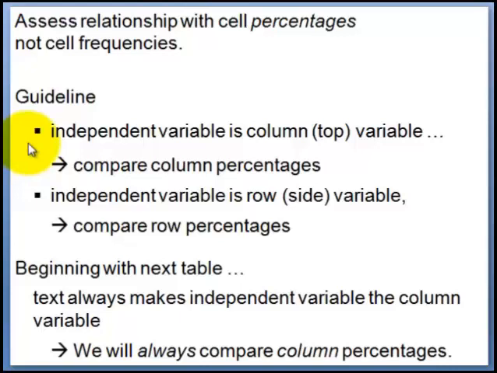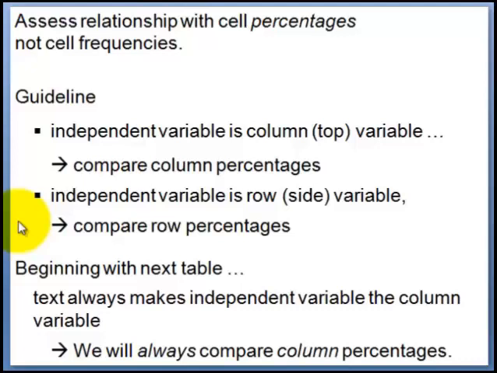So if the independent variable is the column variable, the recommendation is compare column percentages. If the independent variable is the row variable, you should compare row percentages.